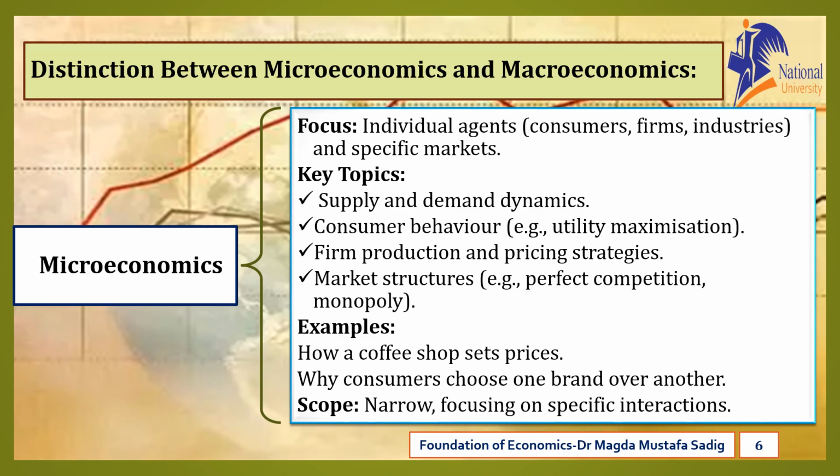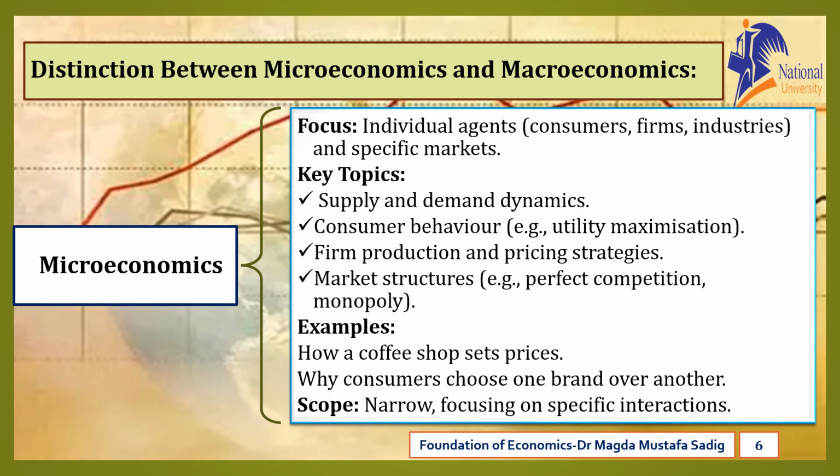The second key topic in microeconomics is consumer behavior, or what is known as utility maximization. Consumers like me and you try to get the most satisfaction or happiness from what we buy with our limited money. So we make choices based on what gives us the highest utility.